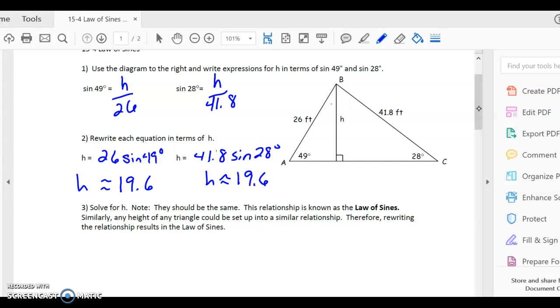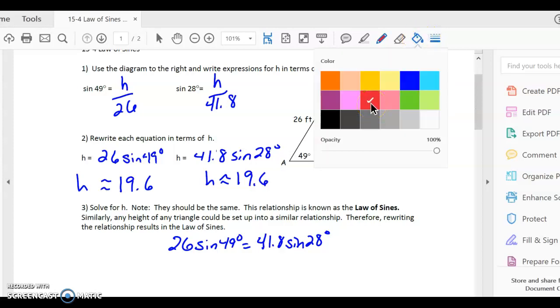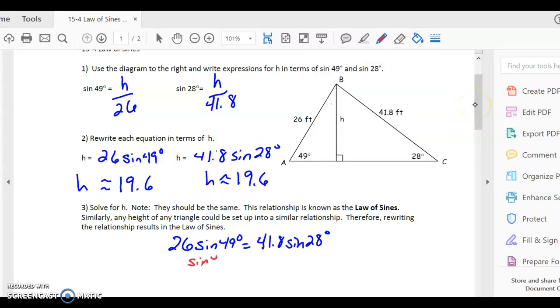So if we think about what we did, we set up 26 sine of 49 was equal to 41.8 sine of 28. Well, what we could do is divide by different things and rewrite this alternatively. We're going to take the sine of 49 and divide by 41.8 on both sides. And also we could take the sine of 28 and divide by 26 on both sides. So basically we have the same problem rewritten.